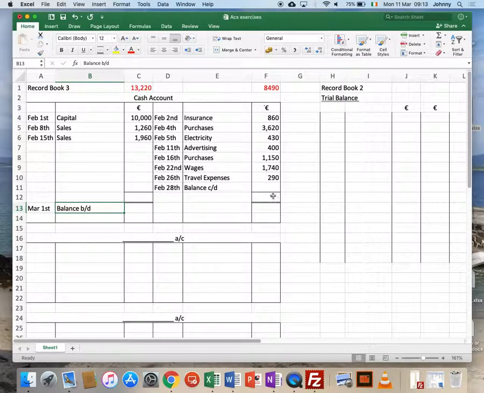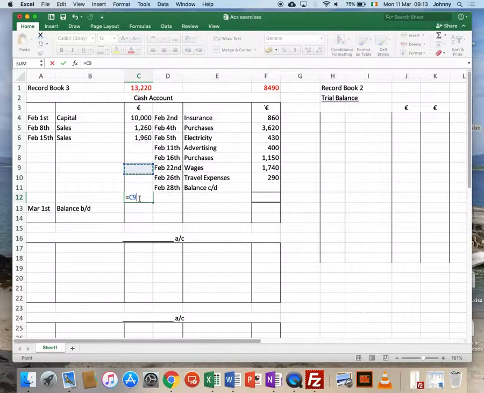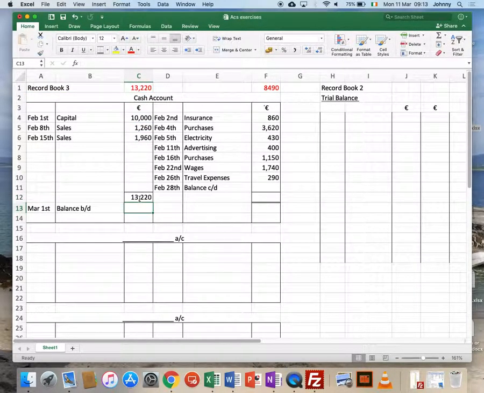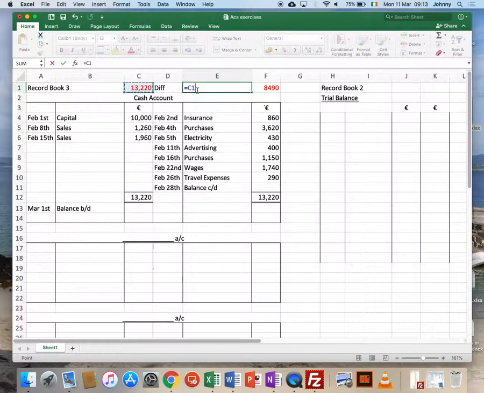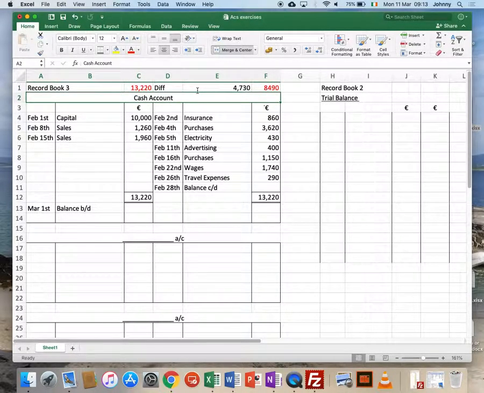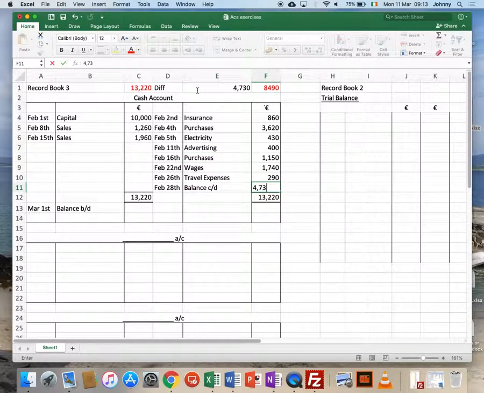Now, first of all, before we decide on the balance, I know that the bigger side, when I add it up, is going to have 13,220. And when I've balanced it, the two sides will be the same. So I'll have 13,220 on both sides. Okay, so far? So now I have to find my difference. So the difference is going to be when I take these two numbers away. So 13,220 minus 8,490 gives me 4,730. That's my balance. So that goes there. And that's going to go over here as well.